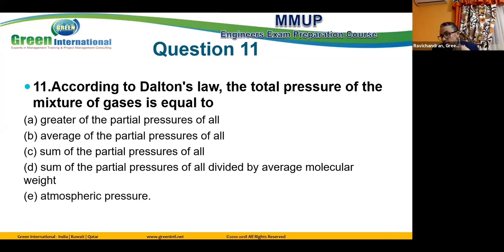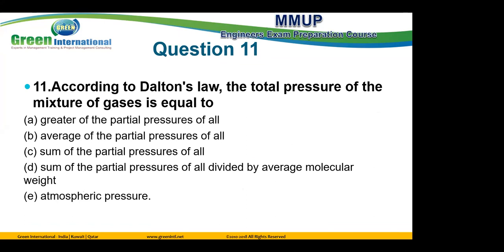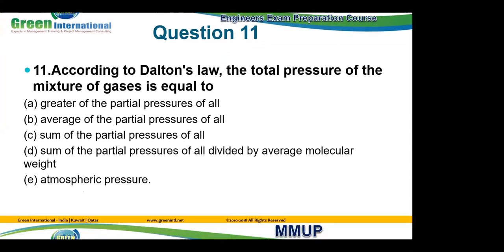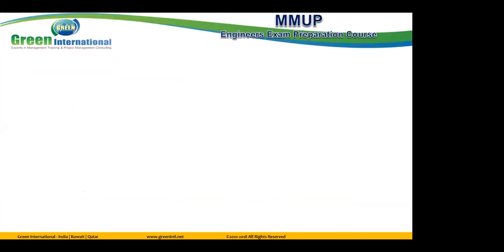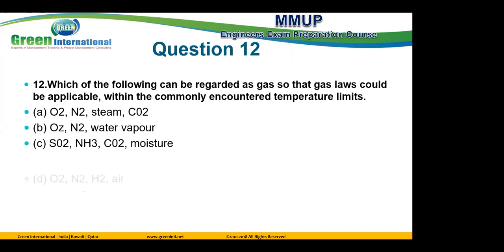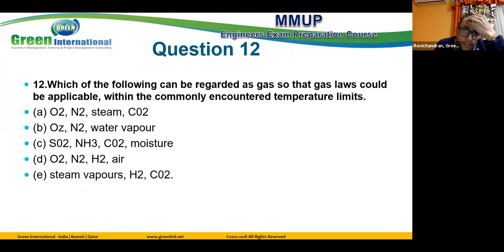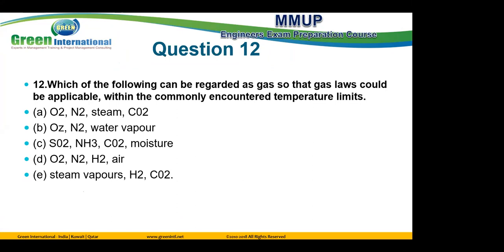According to Dalton's law, the total pressure of a mixture of gases is equal to: C, the sum of partial pressures of all. Next: which of the following can be regarded as a gas so that gas laws could be applicable at commonly encountered temperatures? D, oxygen, nitrogen, hydrogen, and air. Yes, D, correct.